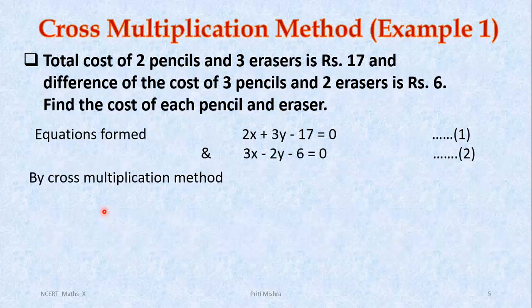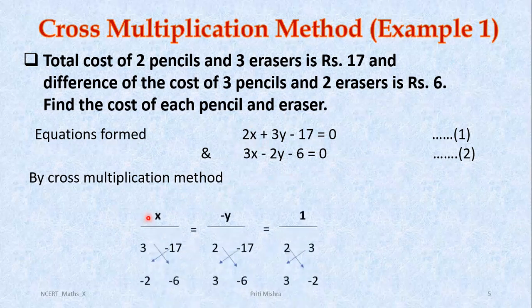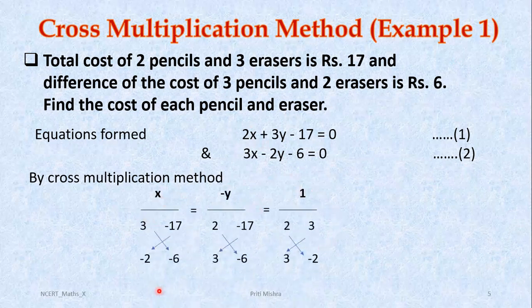Then for cross multiplication method, now we have to write in the column format all the related coefficients and constant with respect to corresponding variable. Okay. So here I have shown you we have to write like this. So x upon, we will write 3, minus 2 and minus 17, minus 6 in the column format. Then for y, 2, 3, minus 17, minus 6. For 1, you will be having 2, 3 and 3, minus 2.